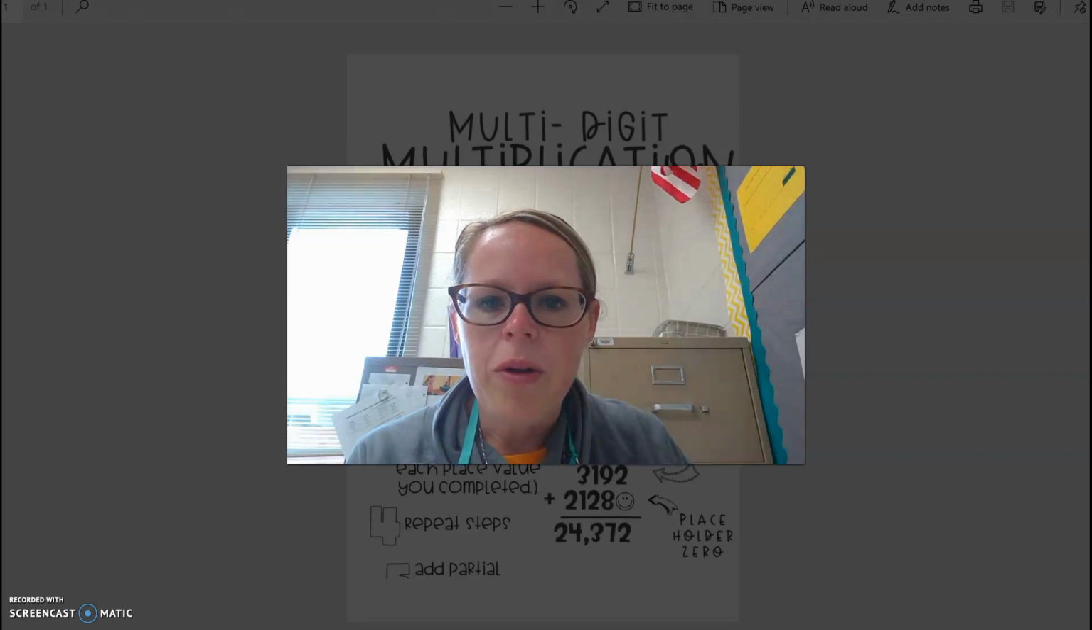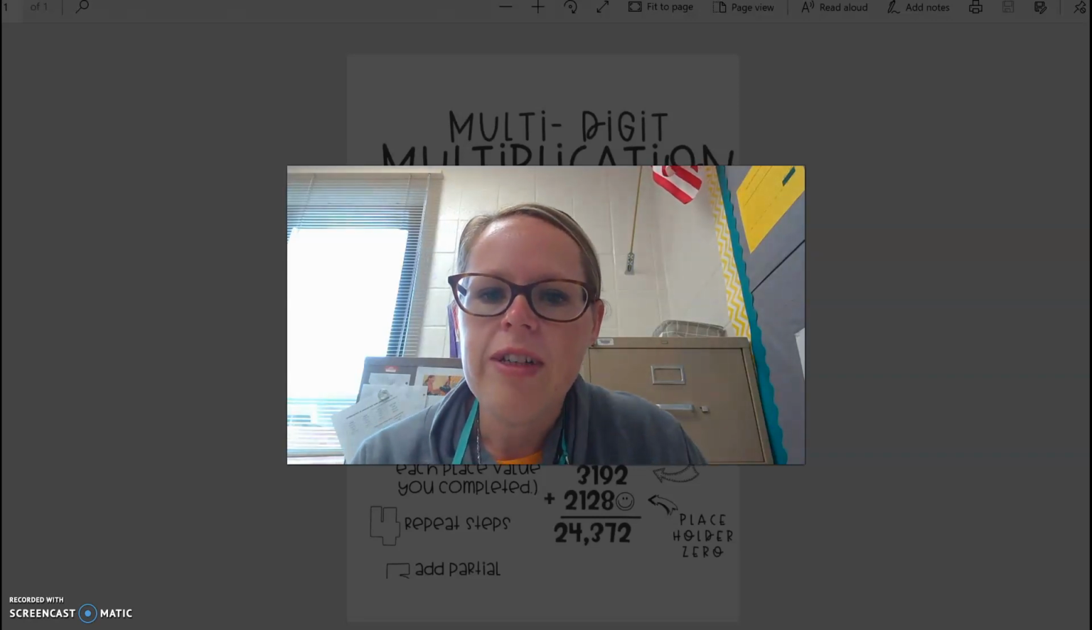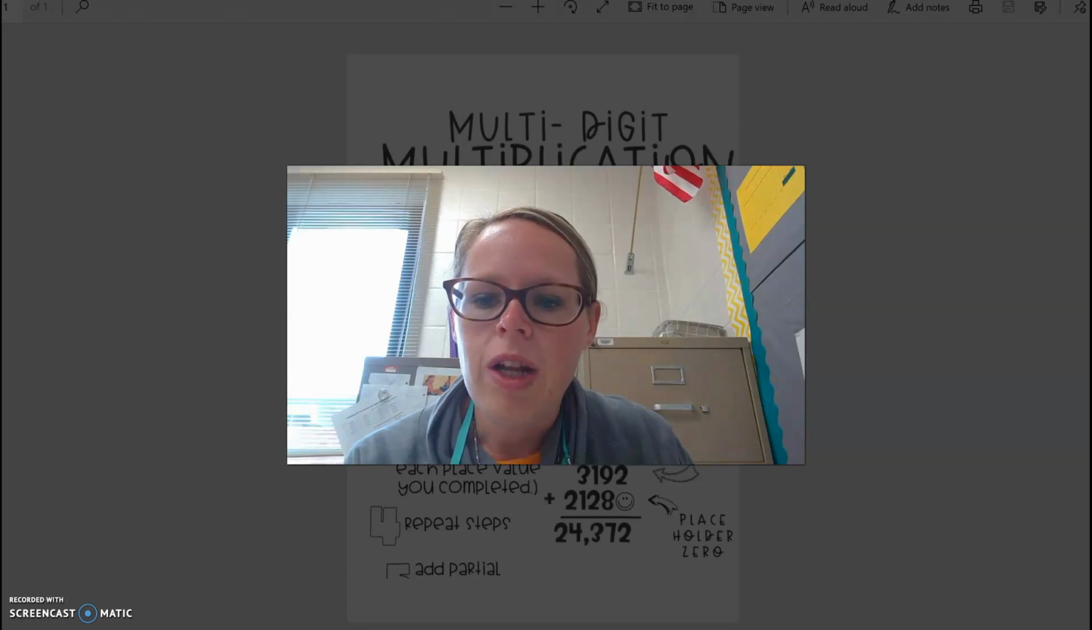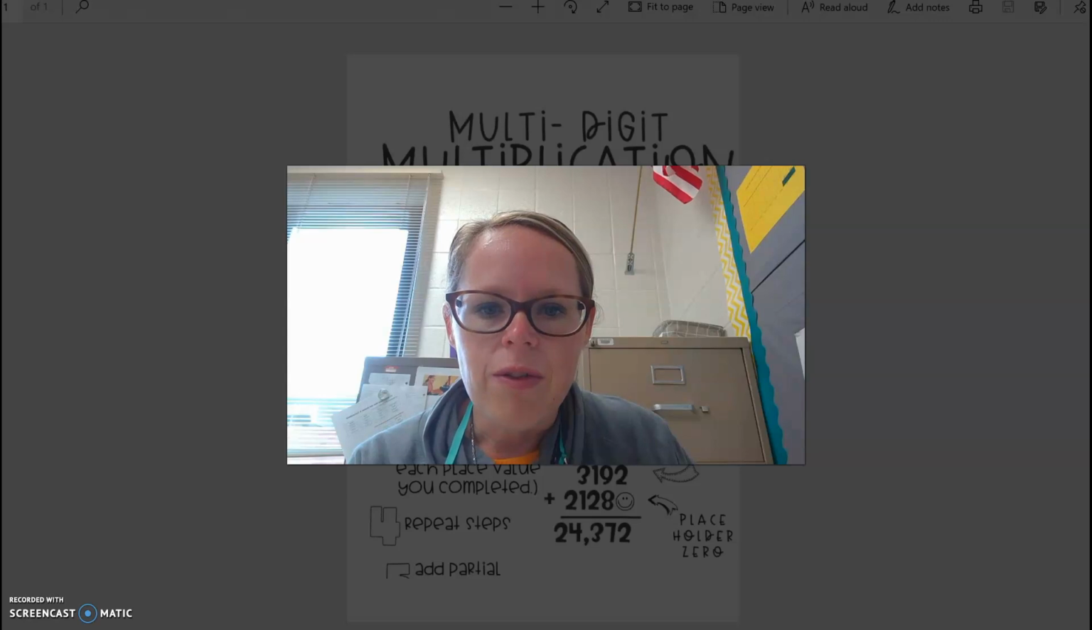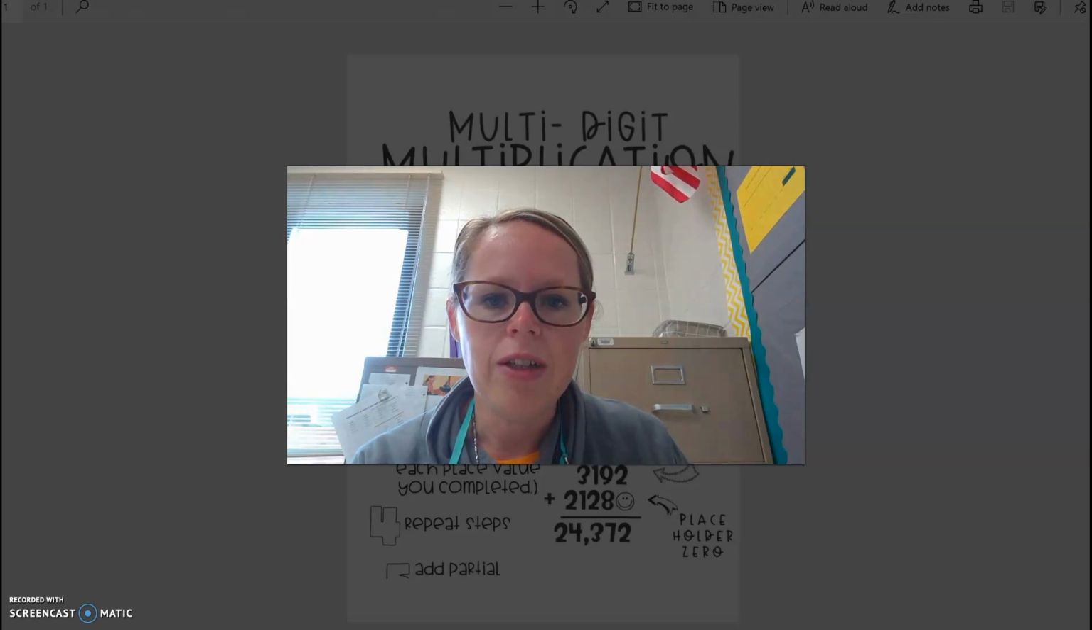Hello everyone, welcome back. Our focus for today is going to be working on multiplying two-digit numbers by another two-digit number. Now we have done a little practice with this, but we are going to start with some review, look at an anchor chart, and then work through a problem together so that way you can work on it on your own.